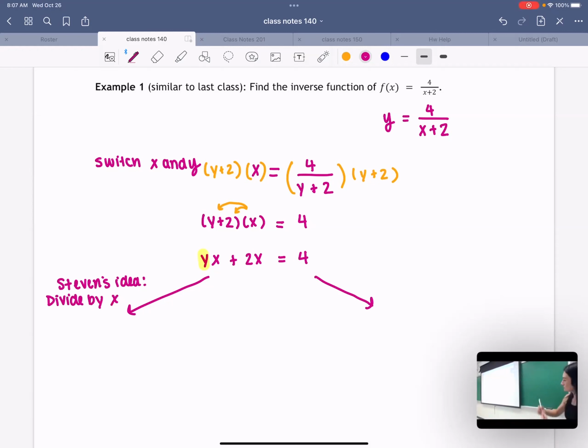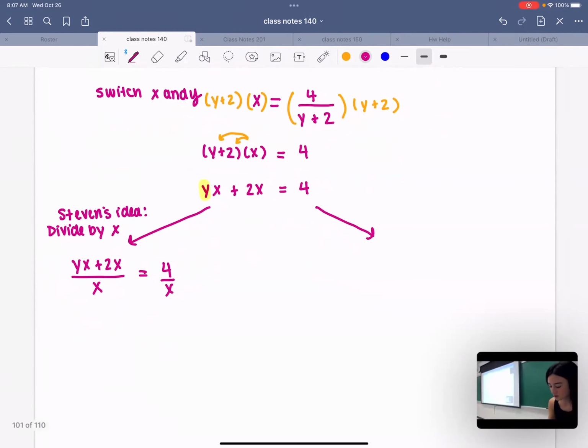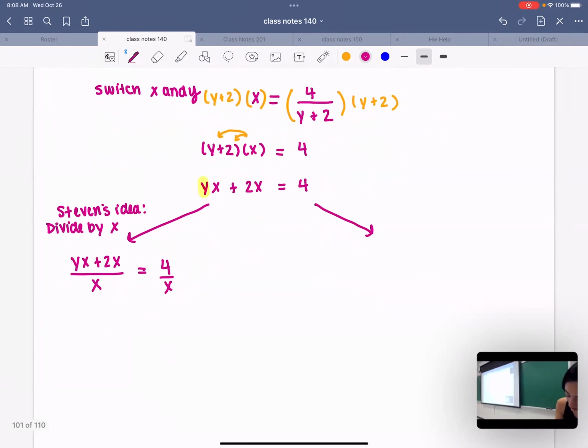Okay, so I can take yx plus 2x, divide that by x, and I have 4 over x on the other side because I'm dividing by x on both sides. On the left-hand side, I'm going to get y plus 2 because the x's individually cancel out. And on the right-hand side, I have an x. Okay. What can I do to get y by itself?